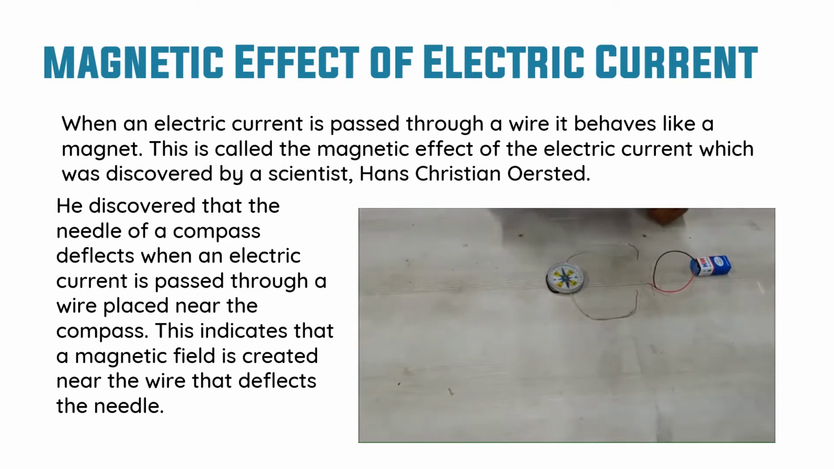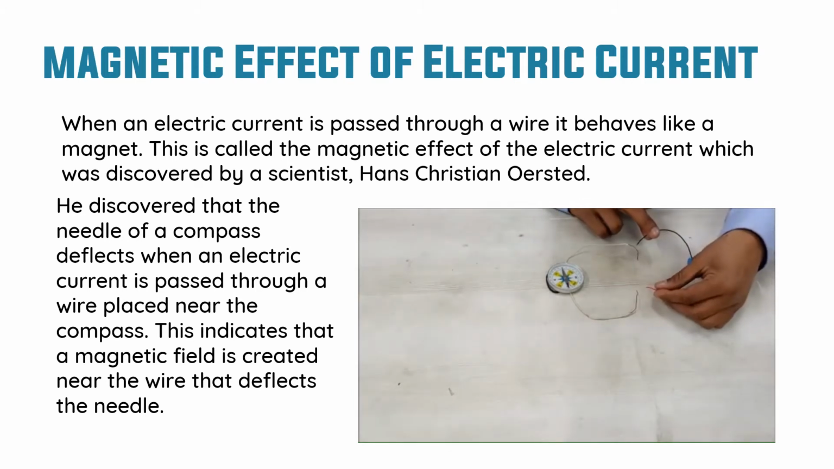connected to this battery, and we kept this compass near to the wire, or on this wire. Now you can see when connected to the battery, it shows the deflection. See, so now this wire acts as a magnet.